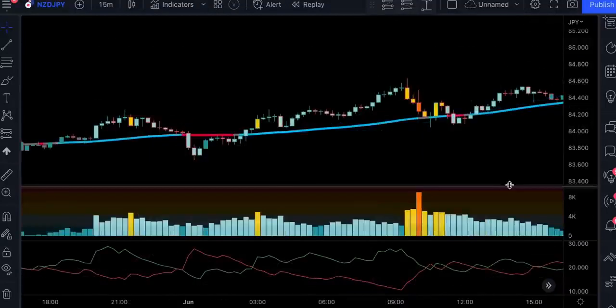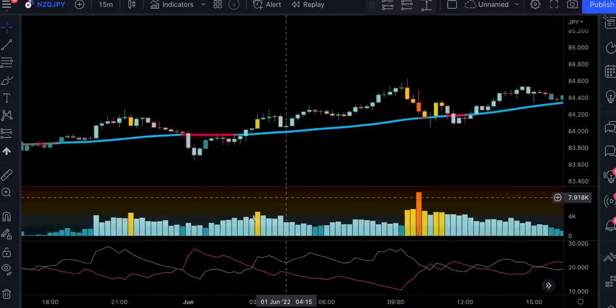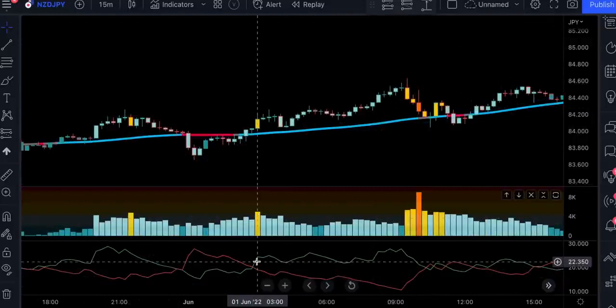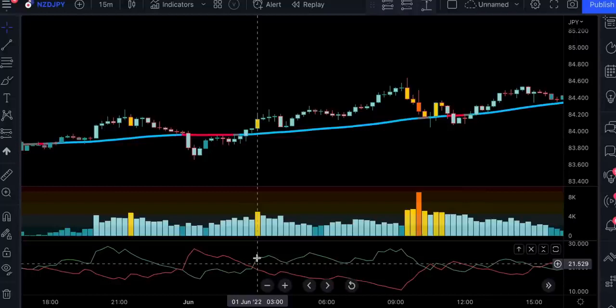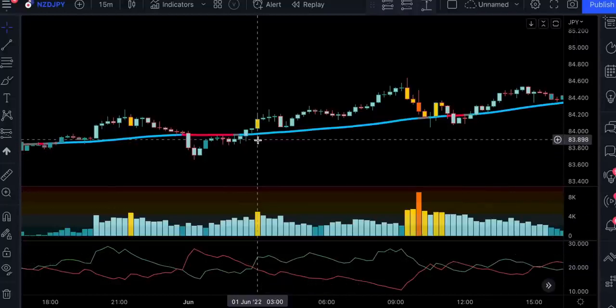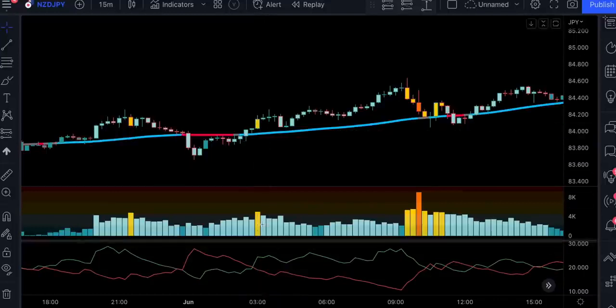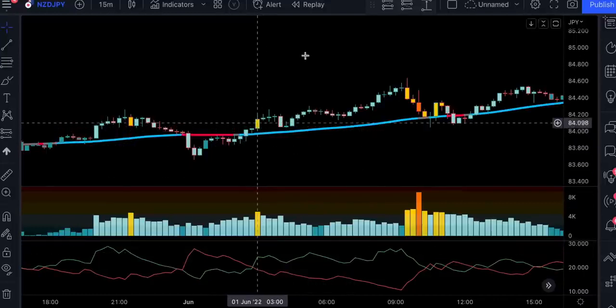So for a long position to be valid, we first need to have a new bullish cross issued by the ADX indicator. The price action has to be closed above the baseline and the baseline has to be blue color. And finally, we need to have the volume histogram colored in either yellow, orange or red. We see all our conditions are met and this is going to be our trigger candlestick.